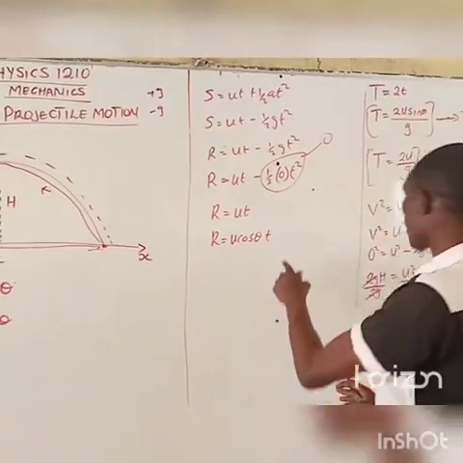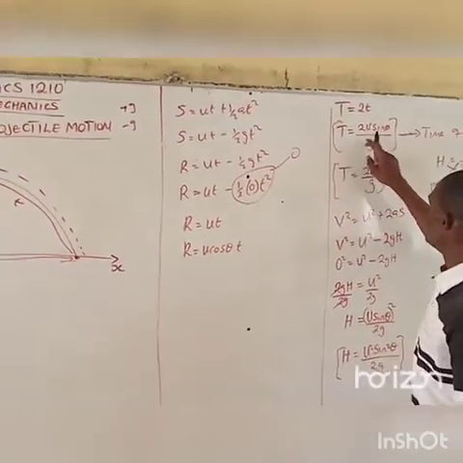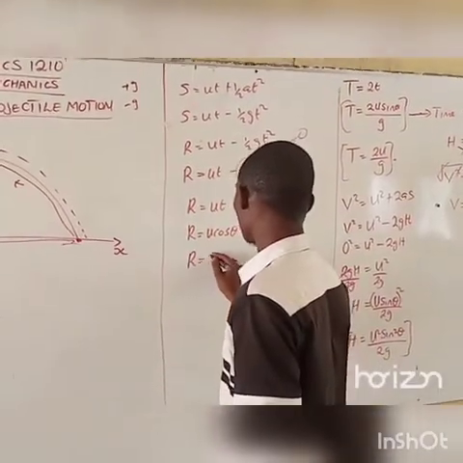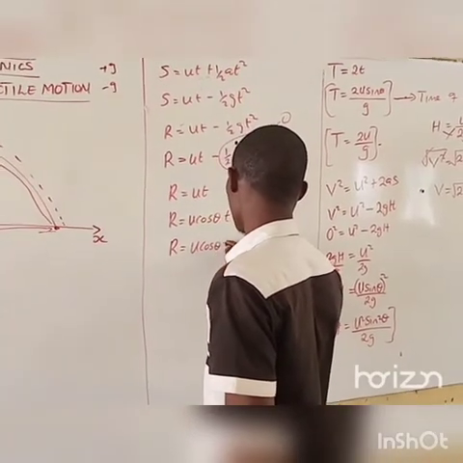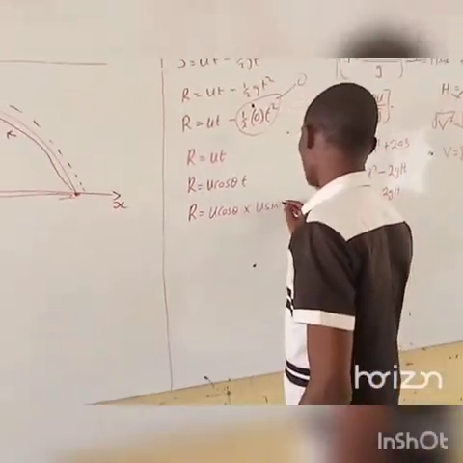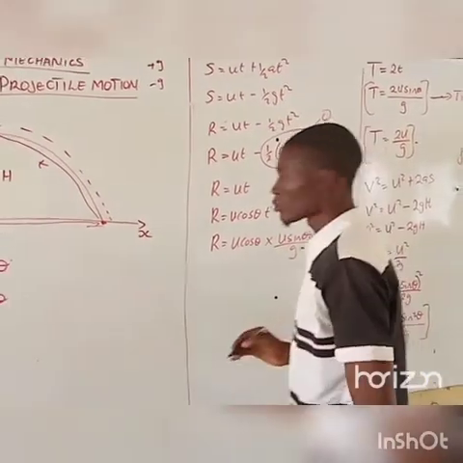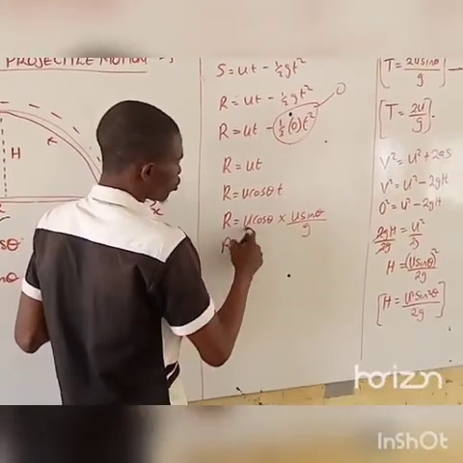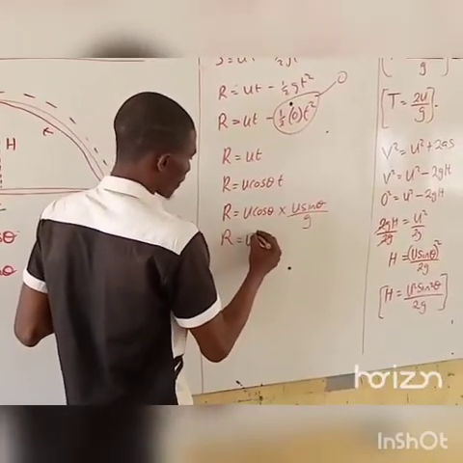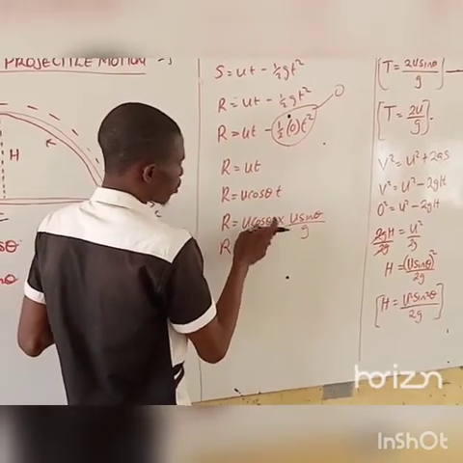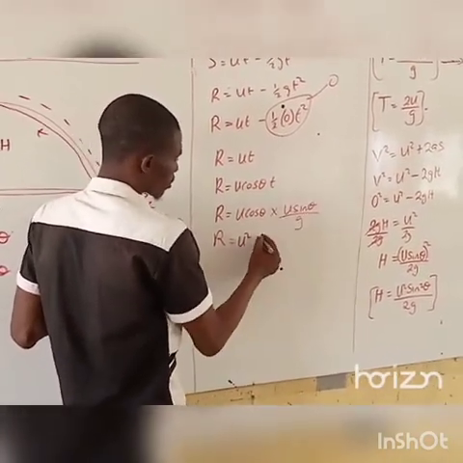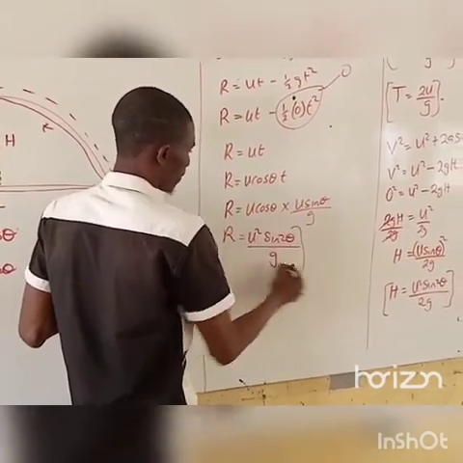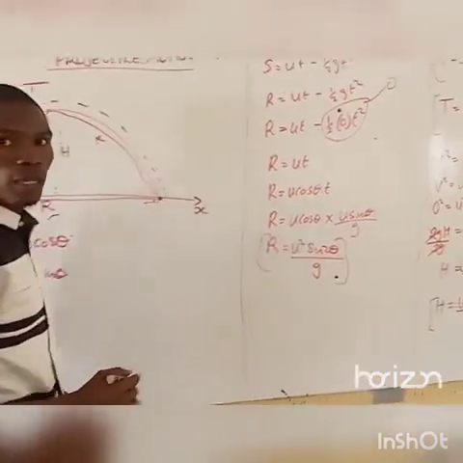Now recall, what is our t? We calculated t the other time to be u sin theta over g. So we can say R is equal to u cos theta multiplied by u sin theta over g. So that now we can say our R is equal to u square times cos theta sin theta, which gives us sin 2 theta, all over g. This is our formula for range.